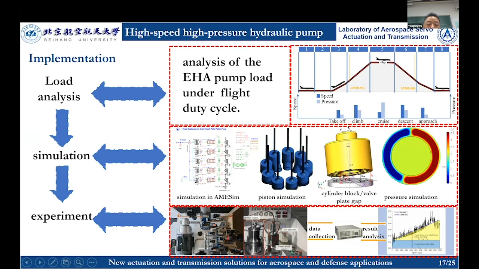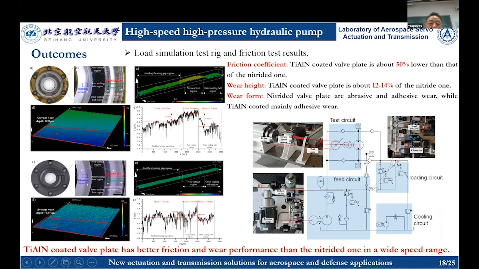This is according to the flight duty cycle to analyze IeCAT pump load. This uses AMESim to model the axial piston pump, mainly focusing on piston simulation, cylinder block valve plate, and the pressure simulation. We also developed some test benches for the axial piston pump, the load simulation test rig, and the friction test results.